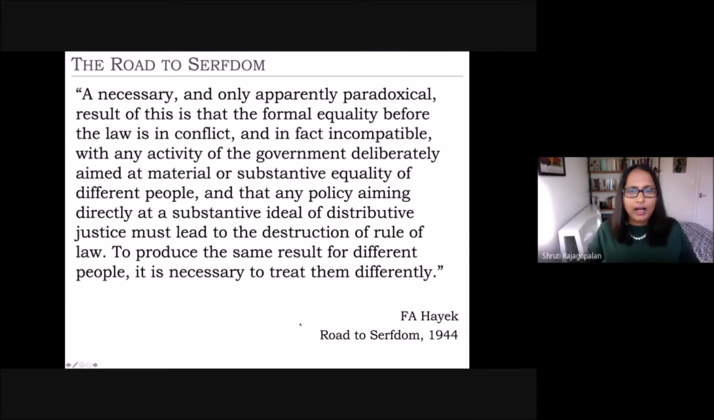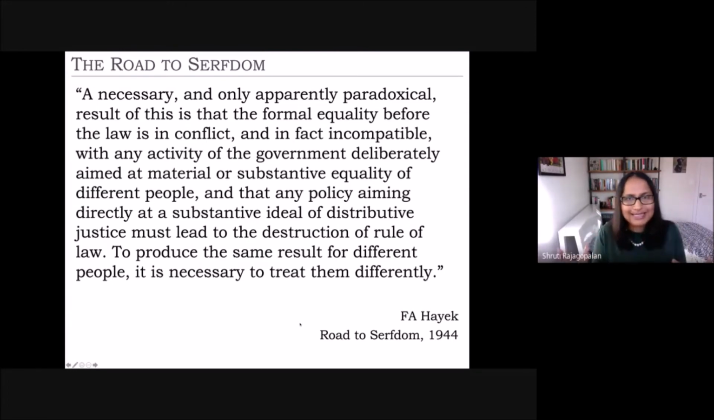Now, when Hayek was talking about the road to serfdom, the idea that he was also trying to persuade people of was very similar, right? That there is this problem of formal equal protection under the law, which is in conflict when the government is deliberately trying to make changes in substantive equality, right? So if we are deliberately trying to change the lot of farmers vis-a-vis their zamindars, right, we must treat them differently, right? Because then we must treat really large landowners differently from smaller landowners. And when we do that, we run into a problem. Suddenly, you cannot uphold your constitutional principles the same way, right?